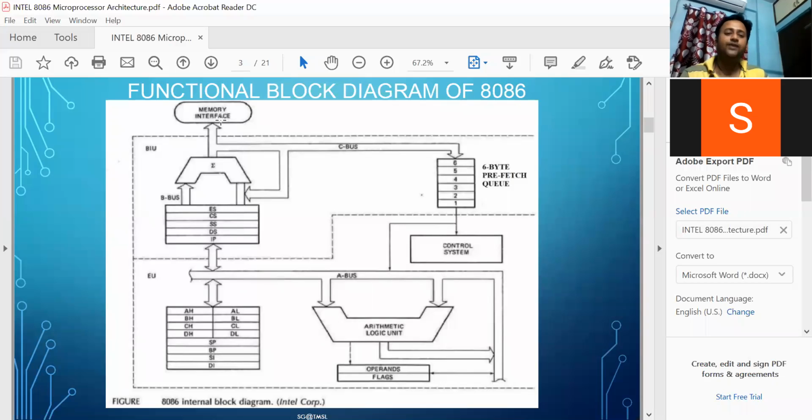When the first instruction is fetched by the processor and stored inside this queue, and it goes into the circuit for decoding and then execution, the second instruction will be fetched side by side. While one instruction is being executed, the second instruction is being fetched and stored, and in this way the next instructions will be fetched and stored inside this queue until the queue is full.